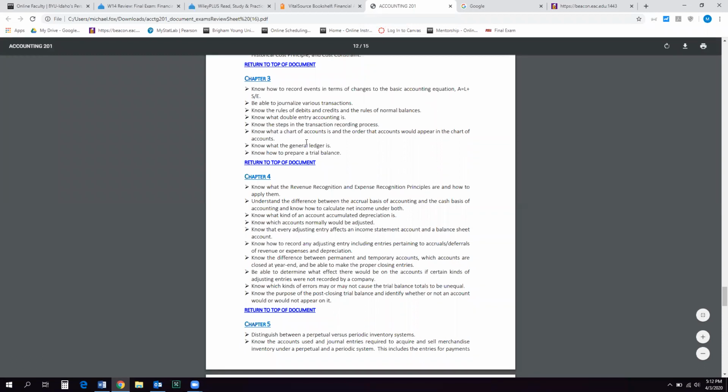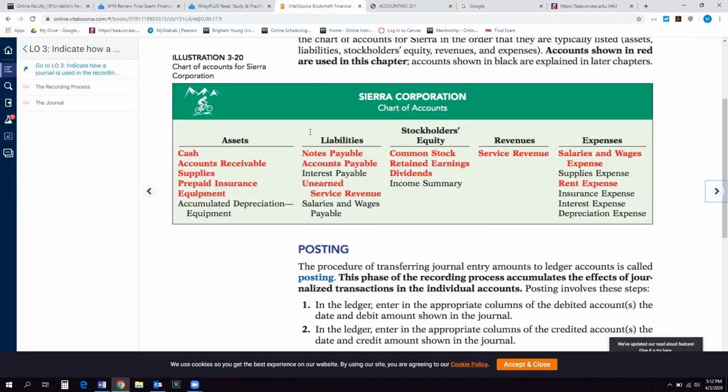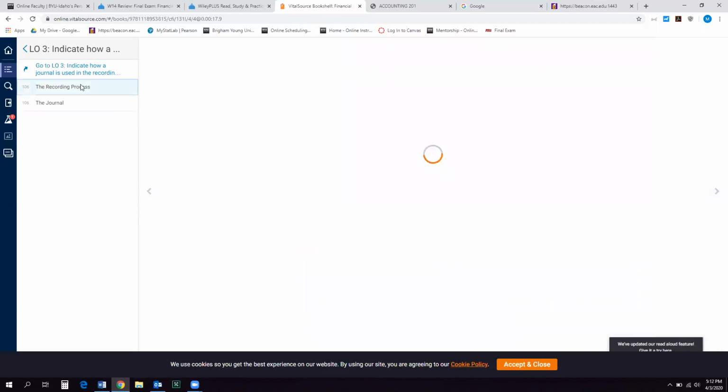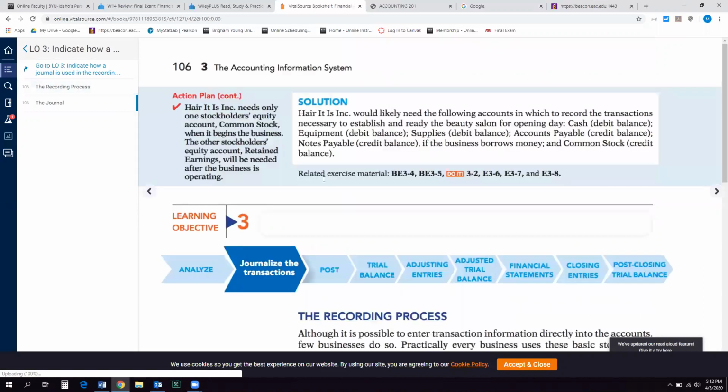Know what the general ledger is. So again, the general ledger, when we talk about that, we're talking about, sorry, I should pause it while I find this.